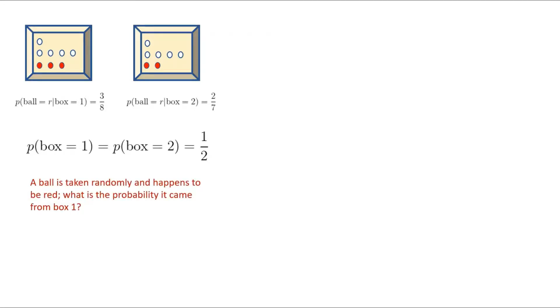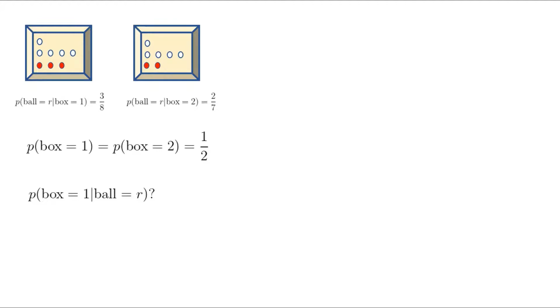Now, what we want to find out is, if we have randomly selected a ball, and we know it happens to be red, what is the probability it came from box 1? Another way to rephrase this question mathematically would be to ask, what is the probability that the box is equal to 1, given that the ball is red?